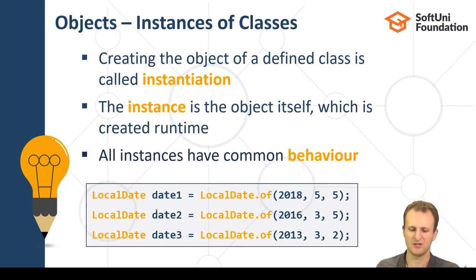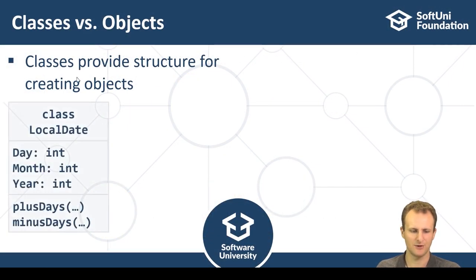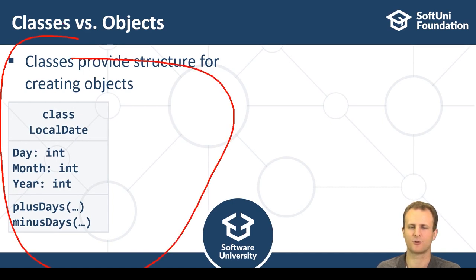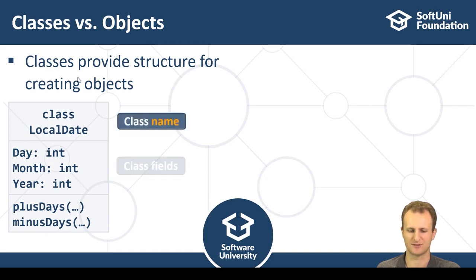Objects are created. Each of these objects behaves independently, but their behavior is the same, as in the operations they do are the same, the data they hold is the same, but the values of those data can be different. So different dates can have different information inside them. As I said, classes just provide the structure for your objects. They're the blueprints. So the LocalDate class has the blueprints which say, well, this should have a day, this should have a month, this should have a year. And the plusDays and minusDays methods are behavior of that LocalDate object.